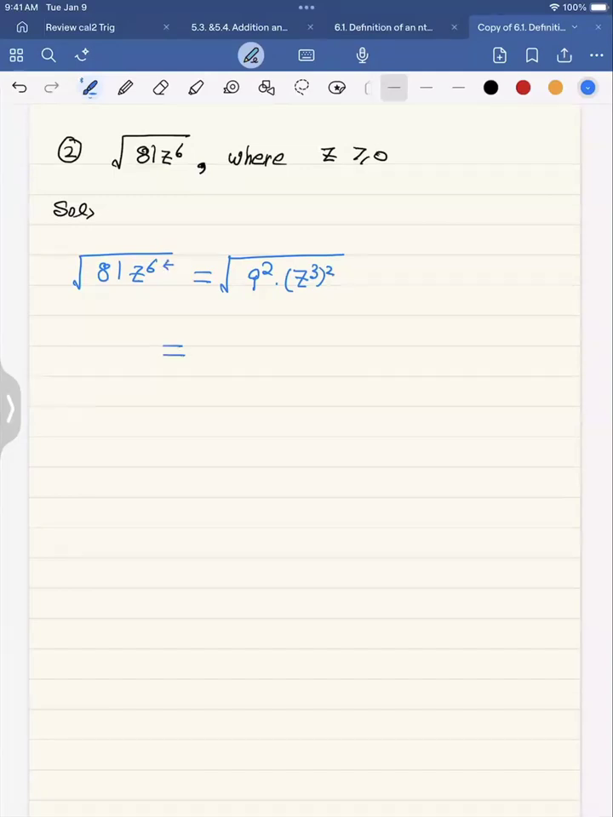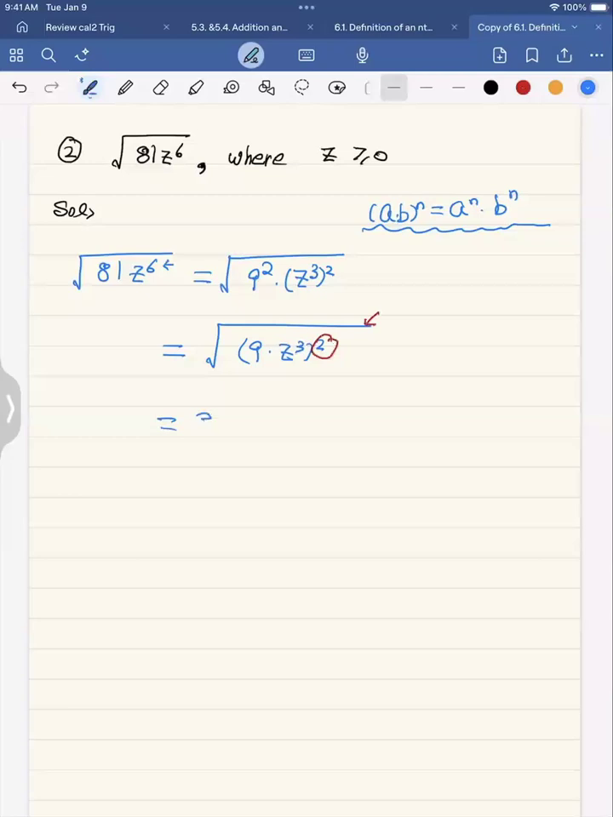Reminding you, a times b to the n power is a to the n power times b to the n power. We will use this principle. So we can rewrite that as the square root of 9 times z cubed squared. Again, this squared and this square root will cancel each other, and then we have 9z cubed.